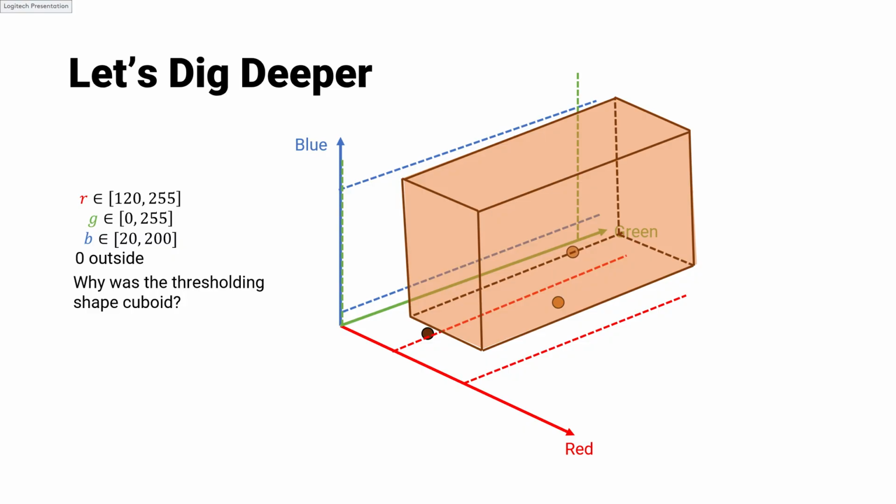The answer is the same as before. The reason we got a cube for the RGB color cube is Cartesian coordinates. We were thresholding non-uniformly in a Cartesian coordinate system. That's why it became a cuboid.